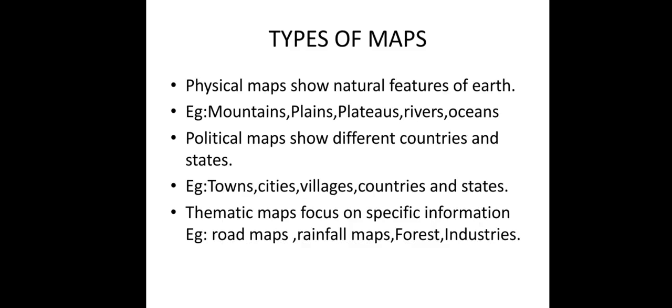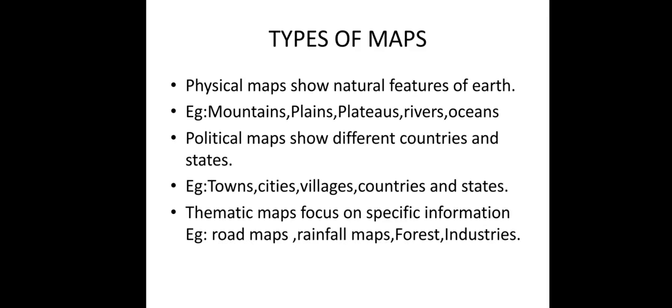And the second one is the political map. What is meant by a political map? A political map shows different countries and states. For example, if we are taking India and its states, if we want to know where the places in India are, South India, North India, what the states inside India are, then we use a political map. So it shows countries and states. For example, towns, cities, villages, countries, states, everything regarding these places, if we are studying them, it is called a political map.